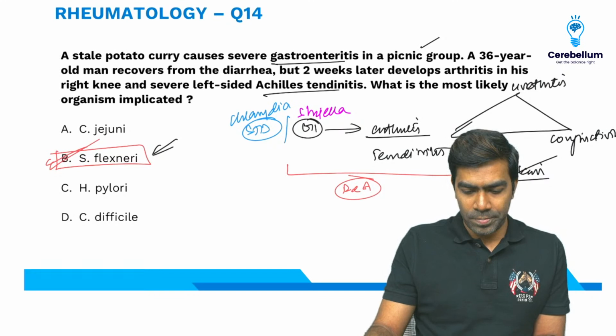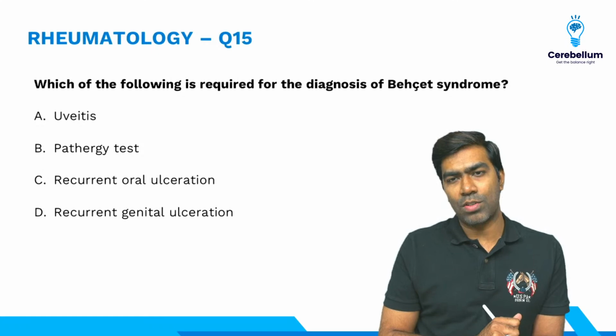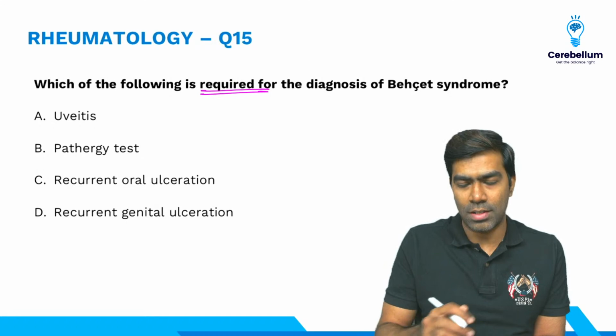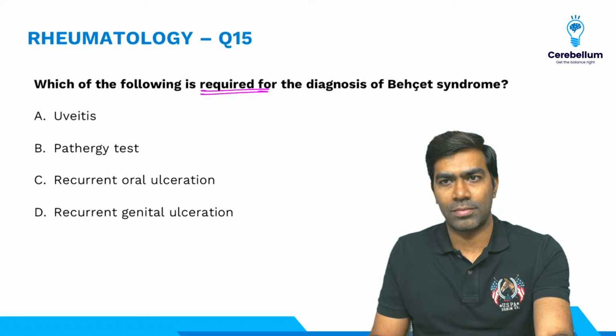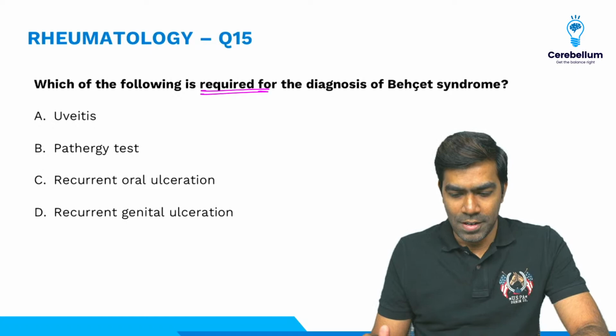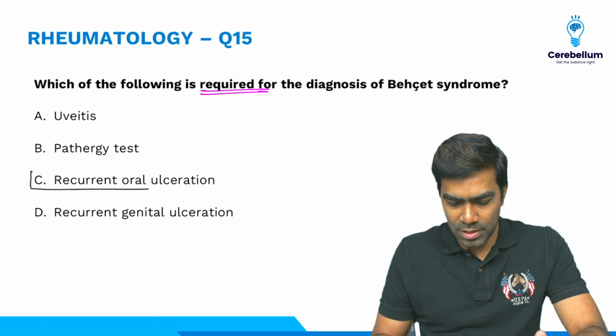Okay. Coming to 15th question, which of the following is required for the diagnosis of Behçet syndrome? Uveitis, pathergy, recurrent oral ulceration, recurrent genital ulceration. I'm asking which of the following is required for the diagnosis of Behçet. Okay, let me tell the answer. The right answer is option C, that is recurrent oral ulceration. That's required for the diagnosis of Behçet.